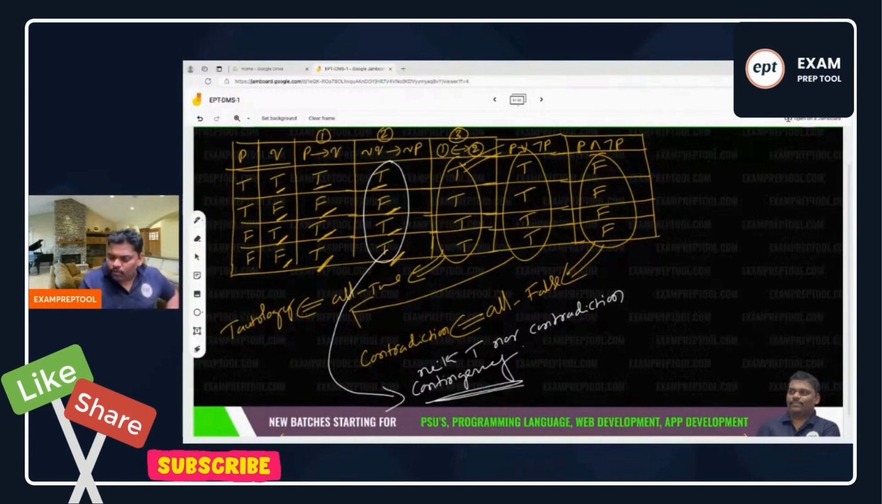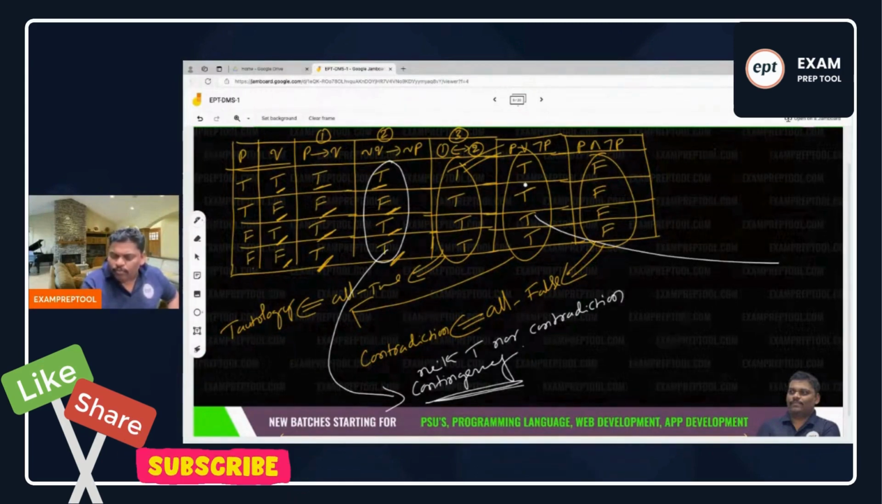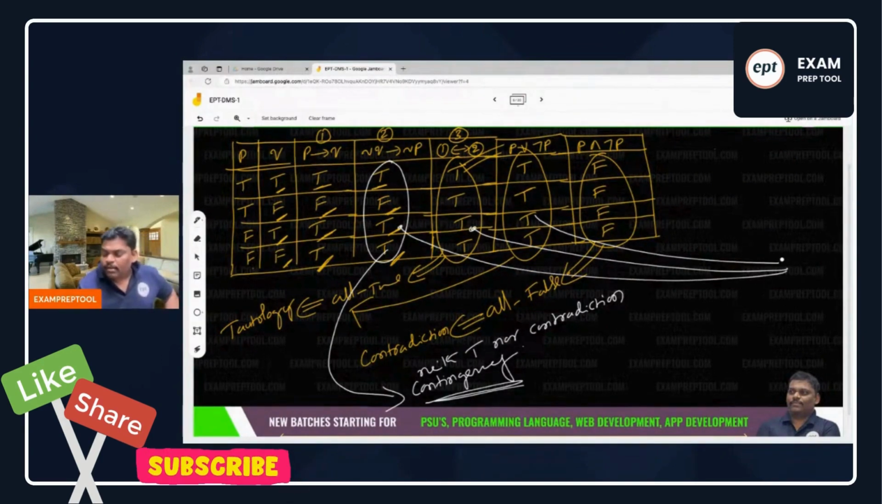Next one. One more thing. In this truth table, see this one, at least one true. Here also, at least one true. Here also, at least one true. Remember, in a particular truth table, if there is at least one true, then I can say that the truth table is satisfiable. That is called satisfiable.